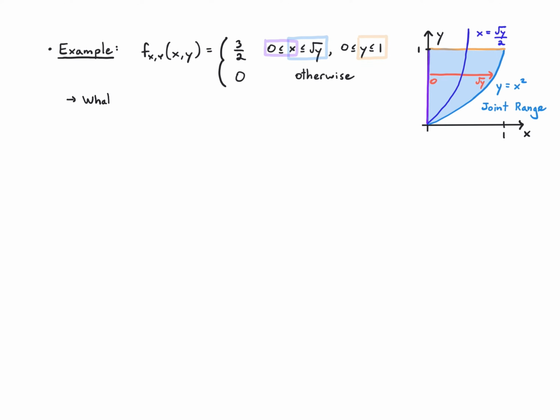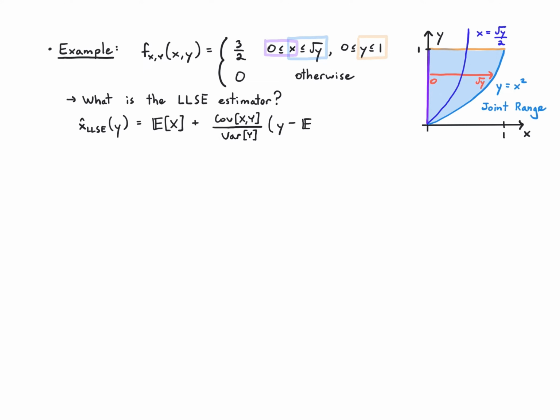What about a linear estimator? So what is the best possible linear estimator in this case? Well, we're going to use our formula. I'm going to choose this version of the formula where I have E of x plus the covariance of xy over the variance of y times y minus the mean of y. Okay, so the mean of x, I just get by integrating over the entire range, x times the joint PDF dx dy. To integrate over the whole range, I just integrate from 0 to 1 and 0 to root y. And I'm going to see that pattern over and over again.